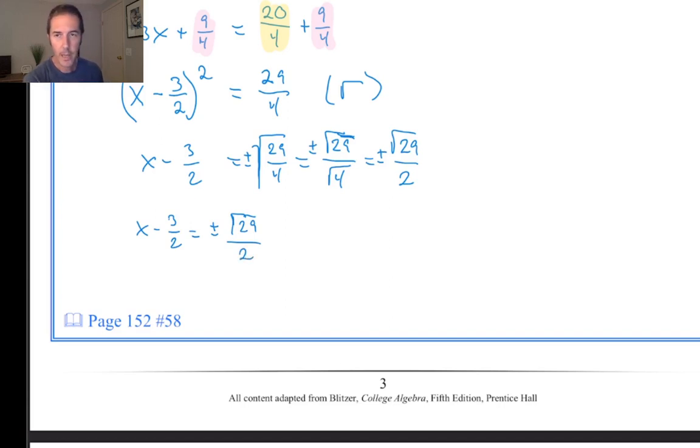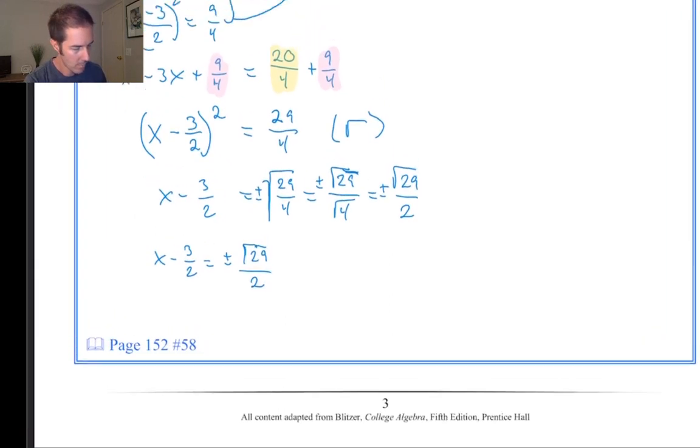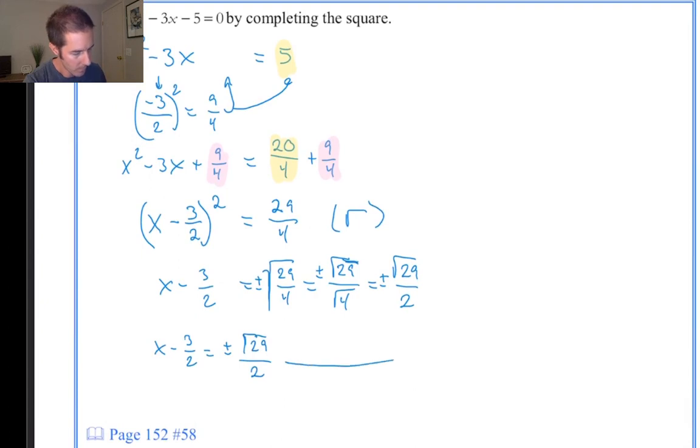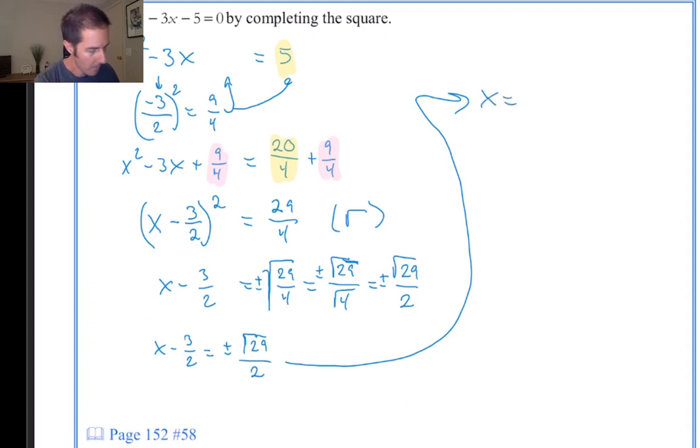In order to solve for x, we now need to add 3/2 to both sides of this equation, and I think I'll do that over here. So we have x equals, I'm adding 3/2 to both sides, so there's the positive 3/2 appearing on the right-hand side. Don't forget to keep the plus or minus square root of 29 over 2. And very conveniently, these two fractions have the same denominator already.